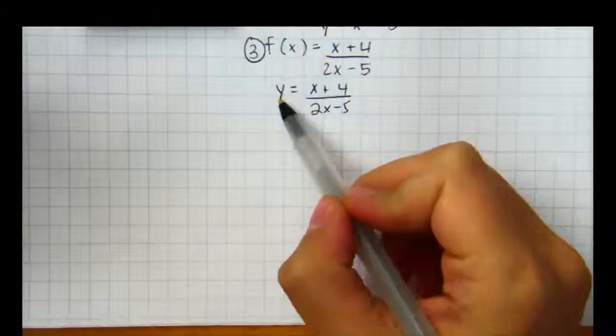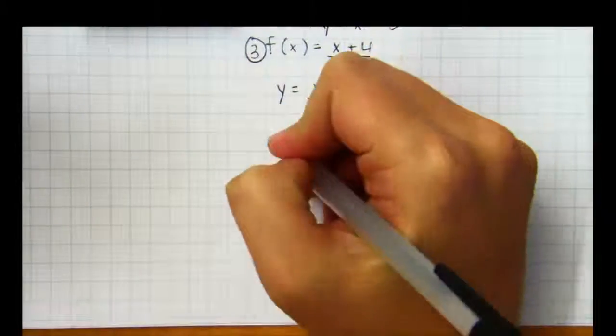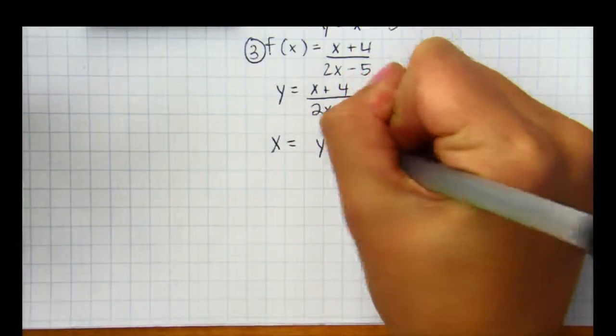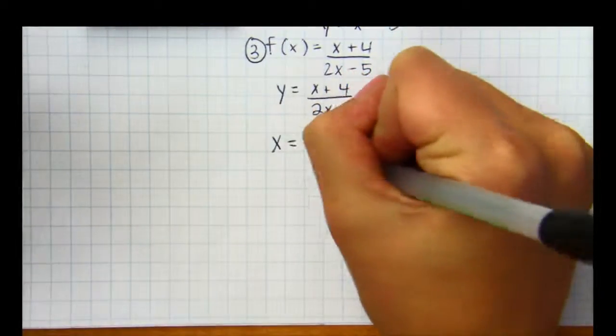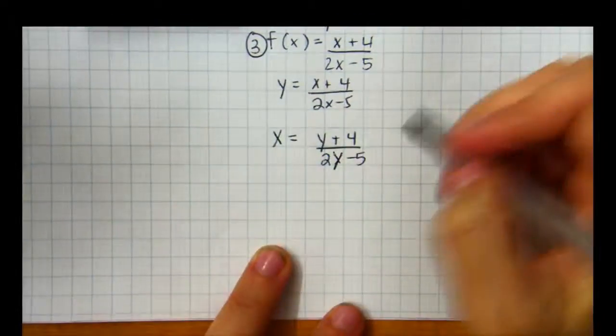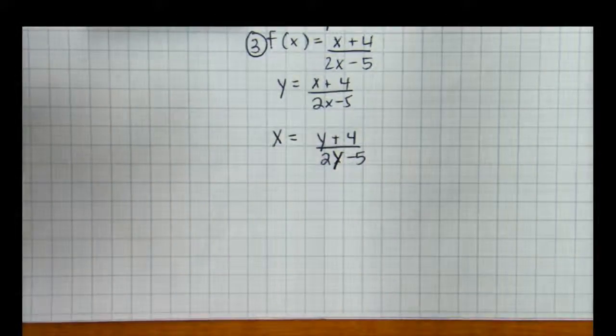Fantastic, I'm going to switch my x and y values. So x goes for my y. x is equal to y plus 4 over 2x minus 5. That should be a 2y minus 5. Okay, from there, what will I do next? Wonderful, I'm going to solve for y.